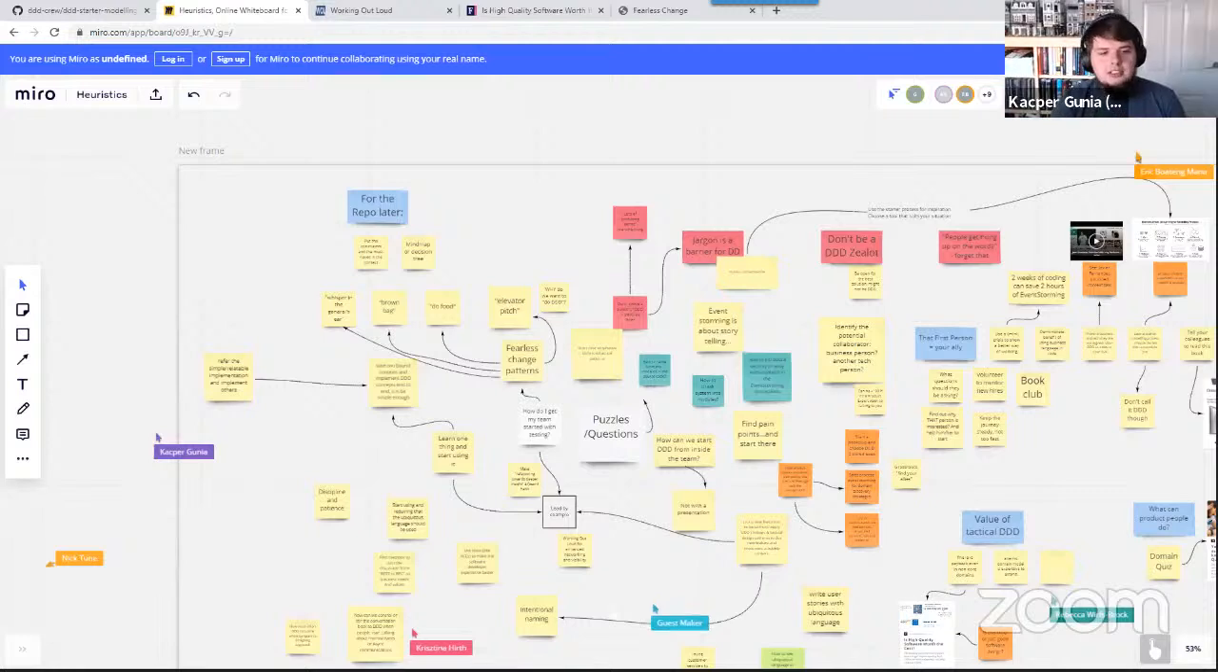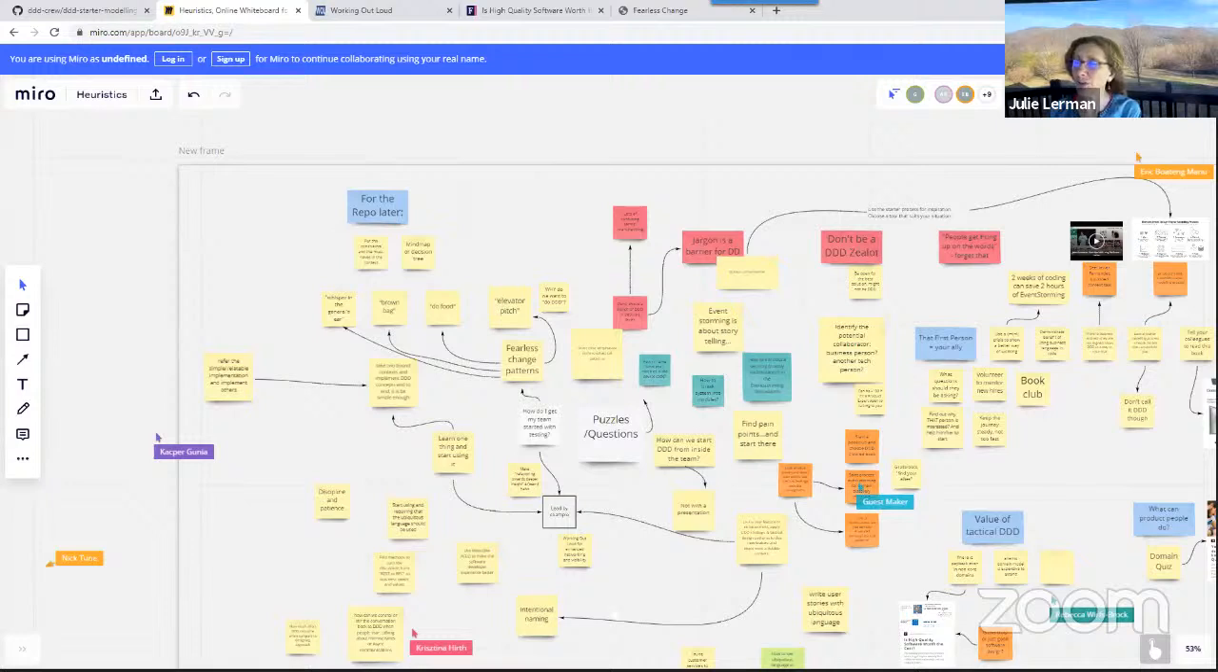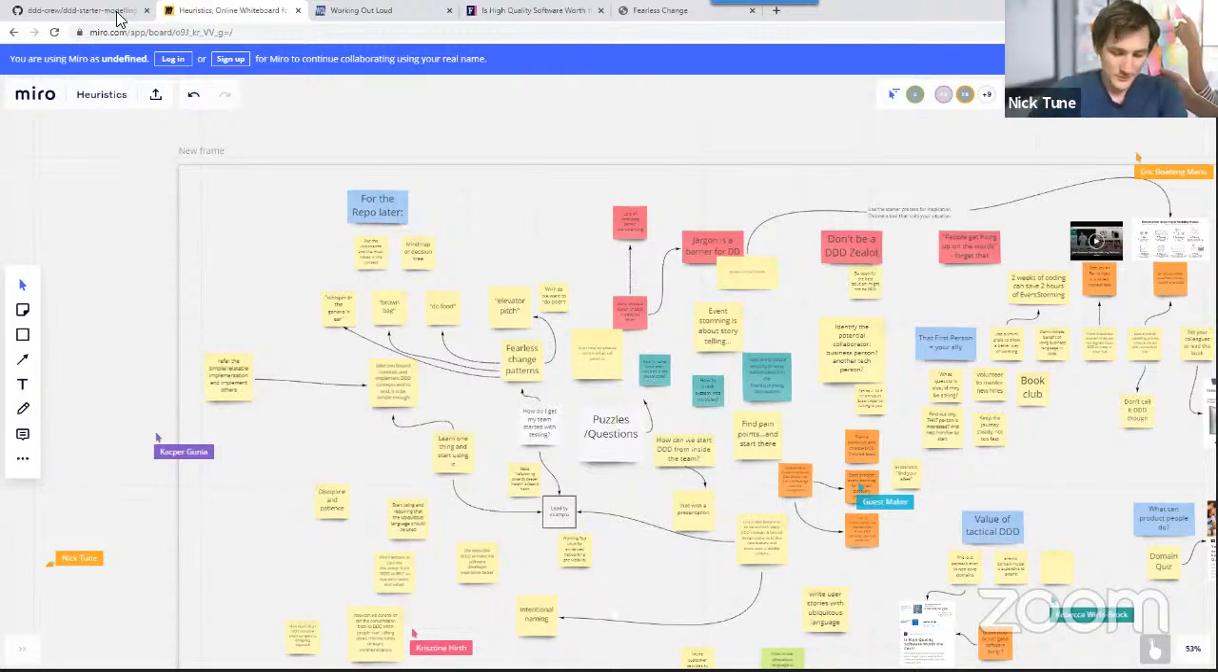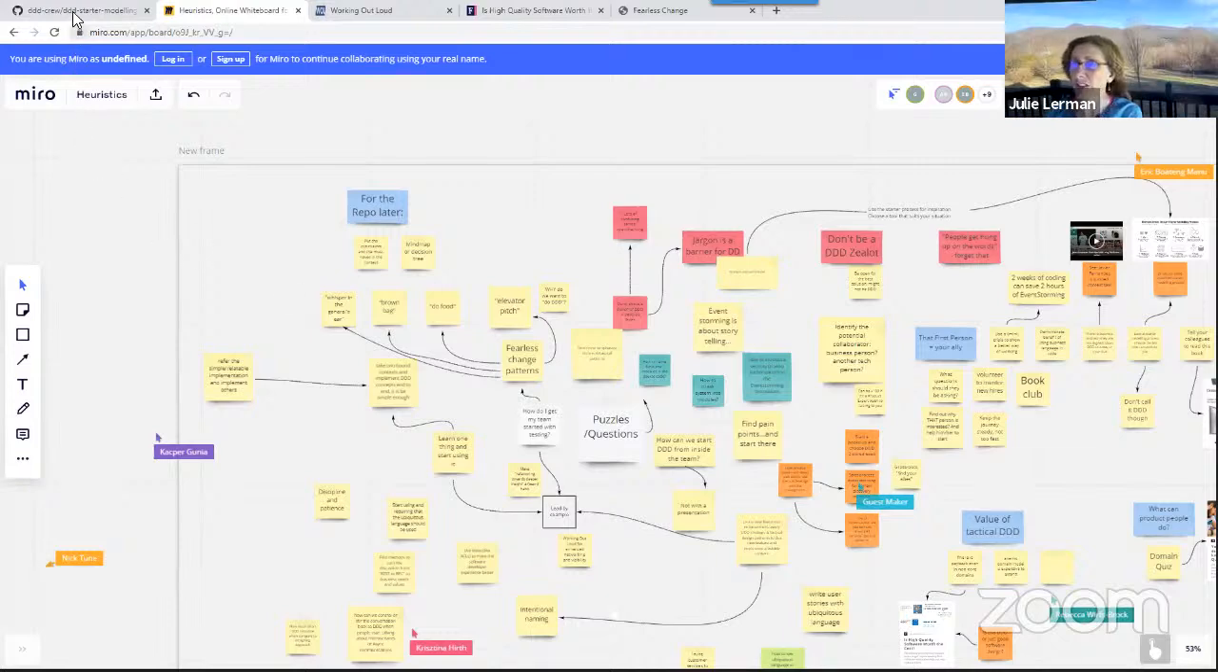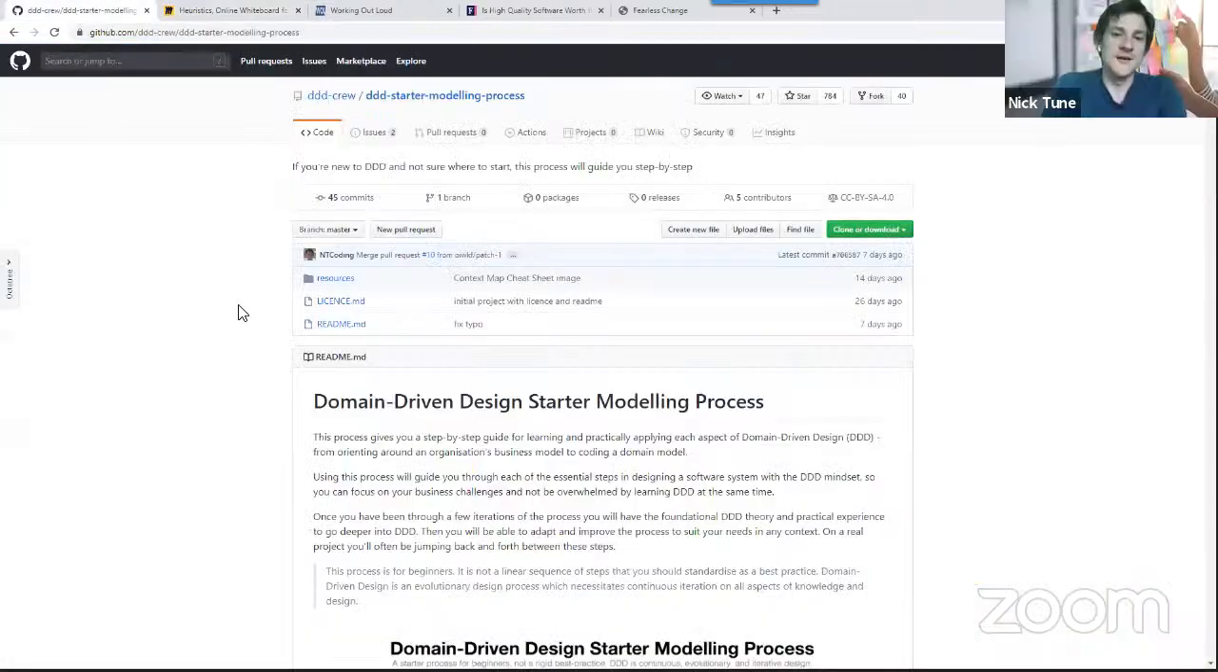So what would be the ideal next step, or the easiest next step for us? What to do with this Miro board? I think the next step is to start fleshing something out in that or a separate repository, in the starter modeling repository, based on these things. We might not be at that stage yet.